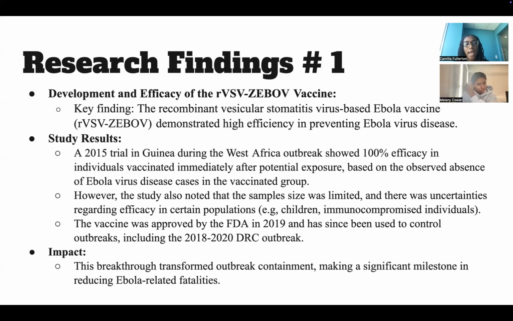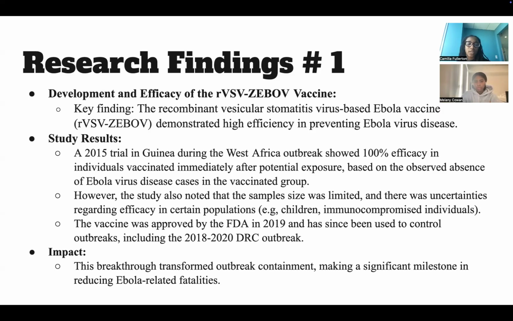This was based on the observed absence of Ebola virus disease in the cases of the vaccinated group. However, it was noted that the sample size was limited and that there were uncertainties regarding the efficacy in certain populations, examples being children and immunocompromised individuals. So they weren't able to get a complete data set on how it could affect all the population in the world. However, they were able to conclude that if you got vaccinated when you possibly thought you were exposed, you would 100% not get the virus, because you came within a certain time period.